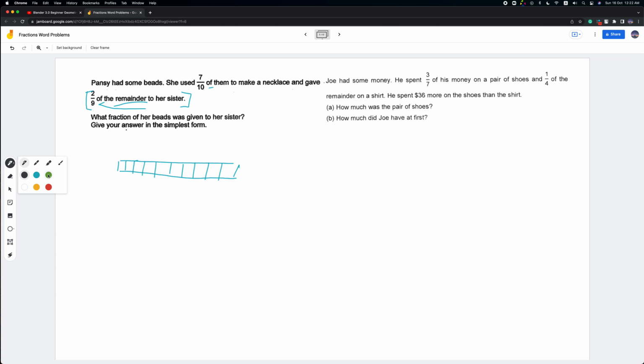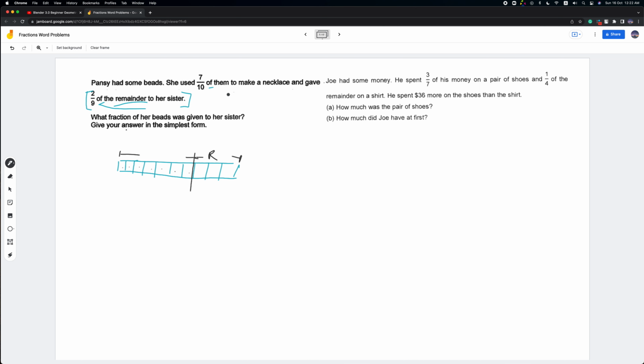So what we're going to do now is take 7 parts here: 1, 2, 3, 4, 5, 6, 7. And I always advise my students to draw a long line because we want to separate the remainder from the rest of the model. So this is the remainder. Alright, so that's 7/10 of the whole thing.